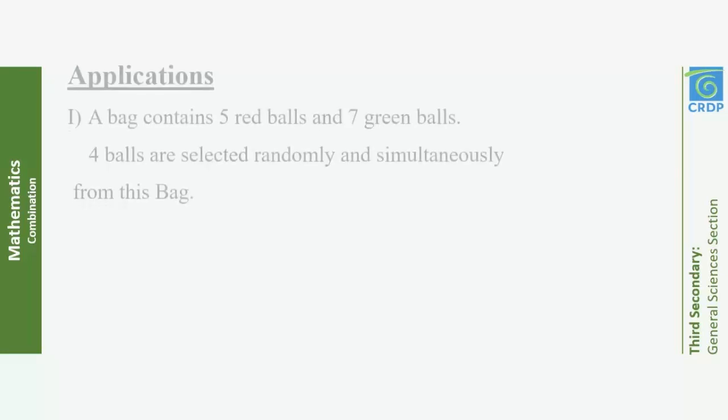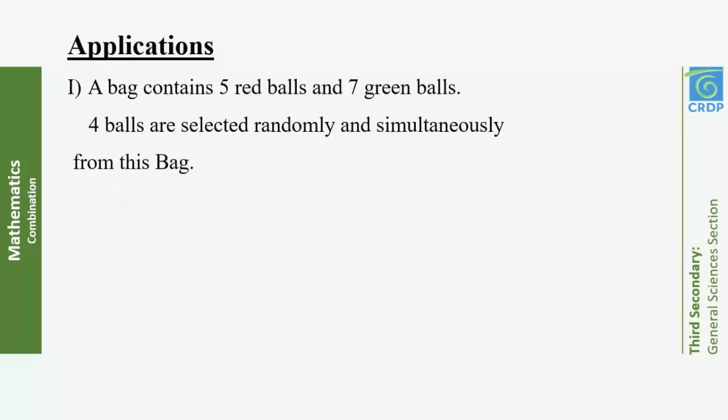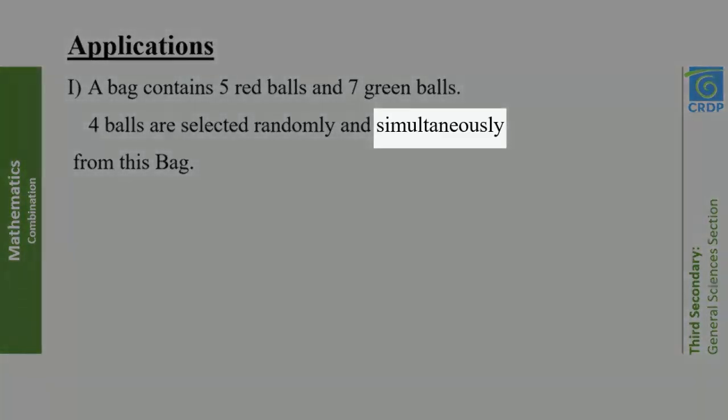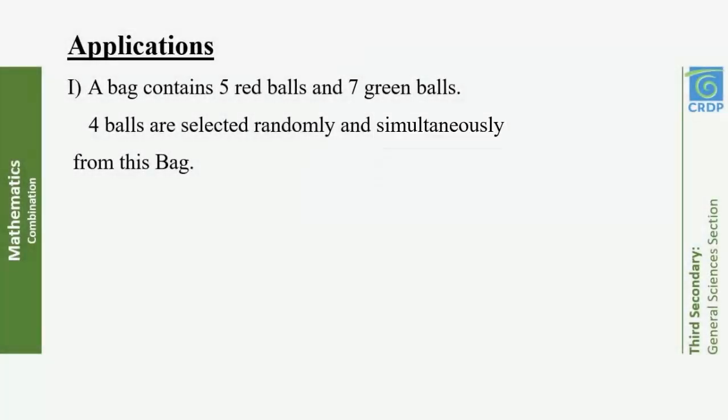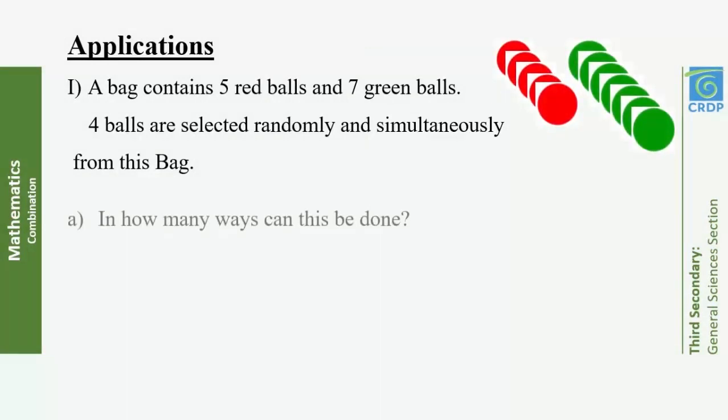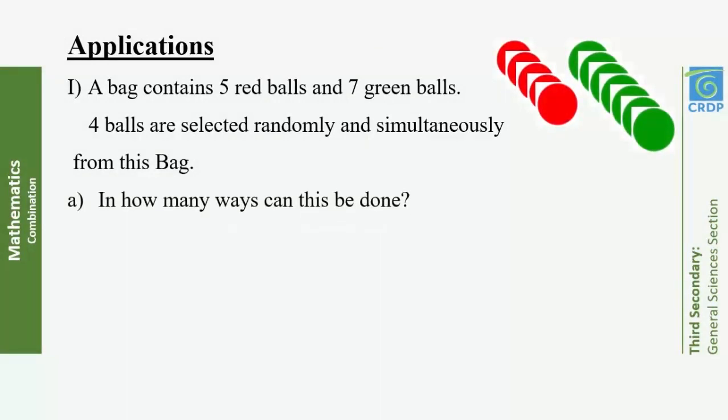Now some applications on our chapter. A bag contains 5 red balls and 7 green balls. 4 balls are selected randomly and simultaneously from this bag. When you see the word simultaneously, it means we have a combination because we're selecting a specific number of items out of a total number of items that are contained in a bag. These are the balls. In how many ways can this be done?